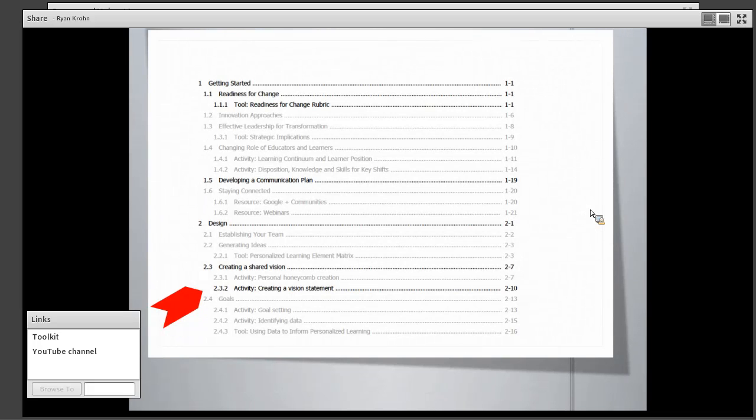As you'll see in the table of contents in our Institute toolkit, we're right here under 2.3.2 today. It falls under creating a shared vision, and the activity that we're going to highlight today is about creating a shared vision statement. This is part of a series of growing. And again, why we've done our episodes is to help people bring the toolkit to life and see the ease of using some of these templates and ideas.